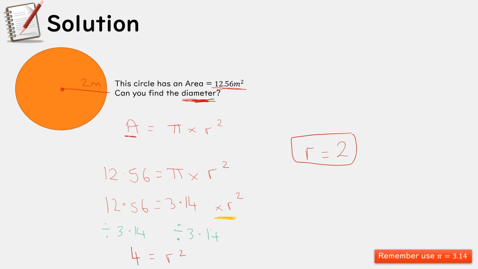Let's remember, though, the diameter, which is what they want, is from one side all the way to the other, so it's going to be double the radius. So the last thing you need to do is just double it, or times by 2. You can all do that in your head. We know, therefore, the diameter is 4 meters. Really well done if you've got that one correct.